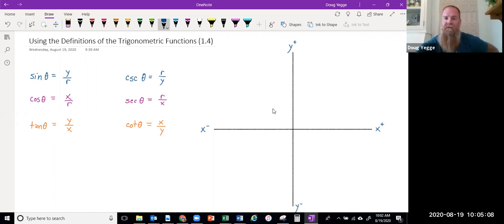Which tells us a few things here. Since we want to determine what x, y, and r are going to be in each of these quadrants, keep in mind that r is always simply a directed distance to some location. So r is always positive no matter what. And so now we just have to keep in mind what x and y are going to be. So let's take a look over here in the first quadrant and realize that in quadrant 1, x is positive and y is also positive.